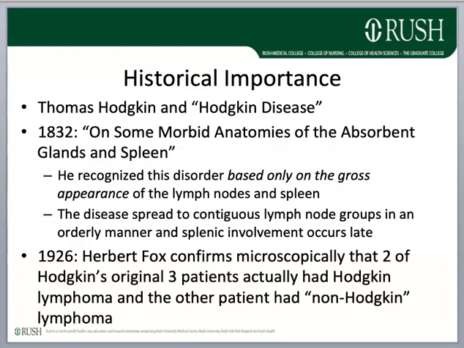Now, later on, in 1926, Herbert Fox confirmed microscopically that 2 of Hodgkin's original 3 patients included in his first report on morbid anatomies of the absorbent glands and spleens did not actually have Hodgkin lymphoma. One patient actually was found to have what we now know as non-Hodgkin lymphoma. Thus, Hodgkin's name is associated with both categories of malignant lymphoma.